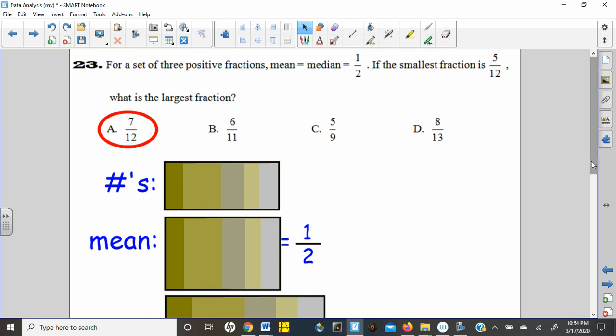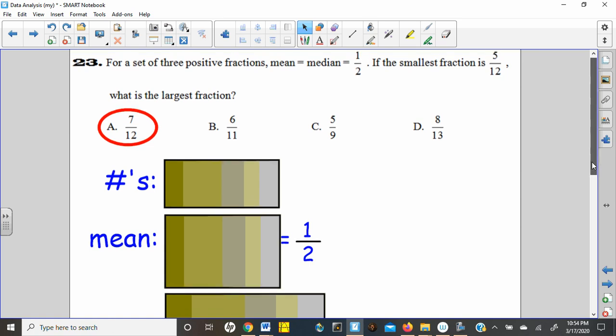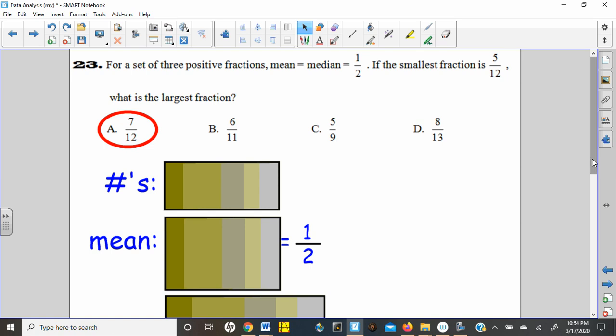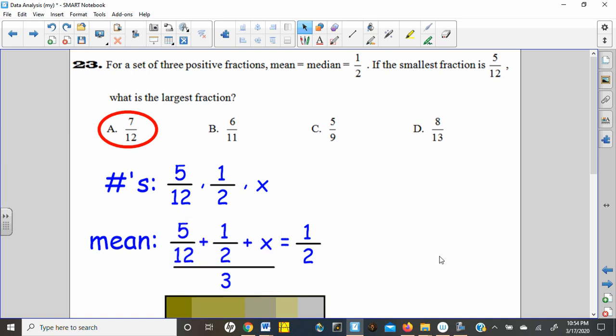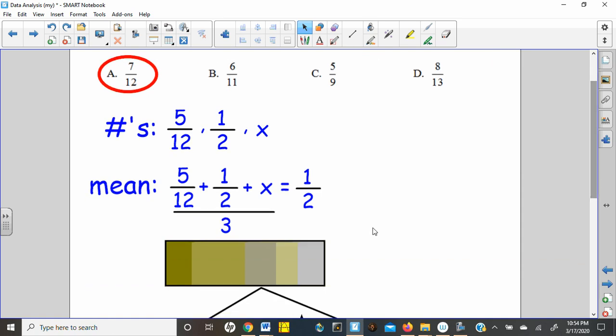23, for a set of 3 positive fractions, the mean and median will both equal 1/2. If the smallest fraction is 5/12, what is the largest? Well, here's what we know. Your smallest fraction is 5/12. The middle number, because they told us the median was 1/2, is 1/2, and the largest number is unknown. So if we average those fractions, which means add them together and divide by 3, you're going to get an answer of 1/2.